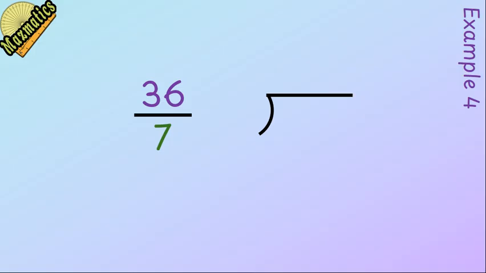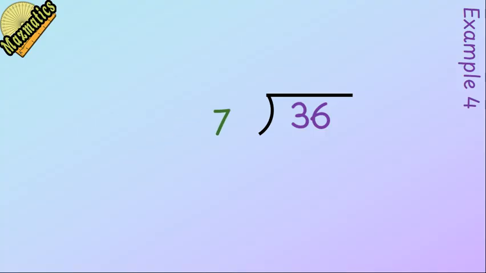36 is dividend, so put 36 inside the house. 7 is divisor, so put 7 outside. How many 7s does it take to get to 36 or close to 36? Let us recite the table of 7. Come on, say it with me.